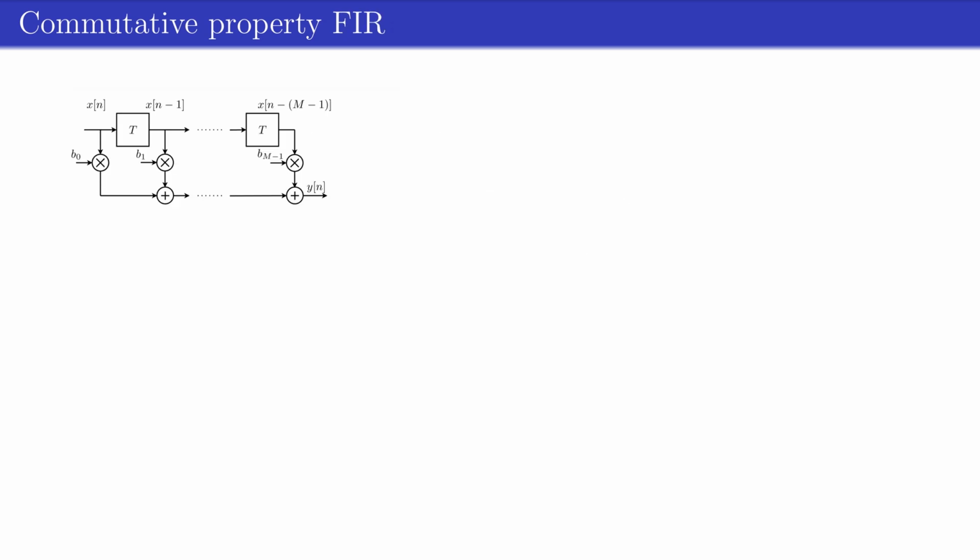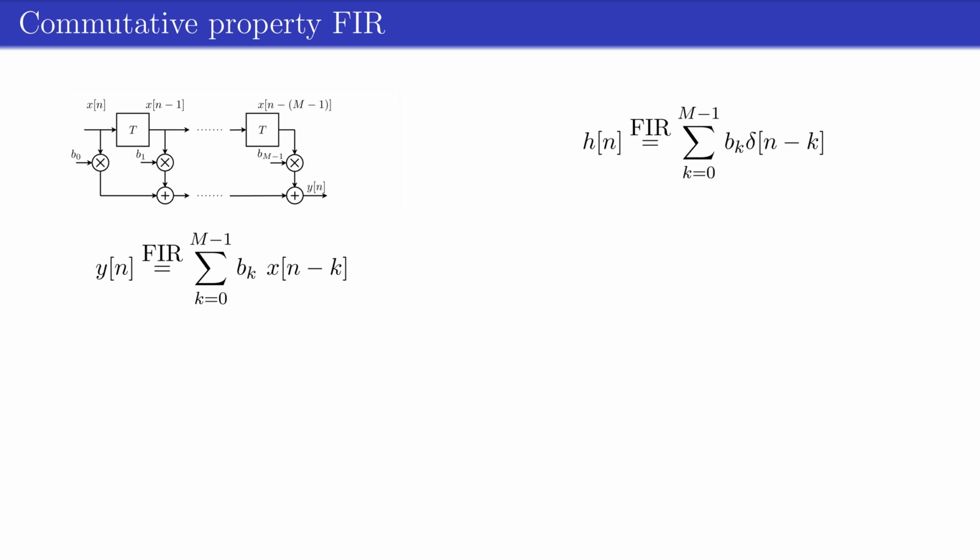Because an FIR filter is LTI, it follows that the commutative property also applies for this filter. In other words, there are two different ways to evaluate the convolution sum of an FIR filter. The first way is as follows. The difference equation describes the output y[n] as a sum of M weighted delayed input signal samples. The impulse response of the FIR filter is given by the M weights of the FIR filter.